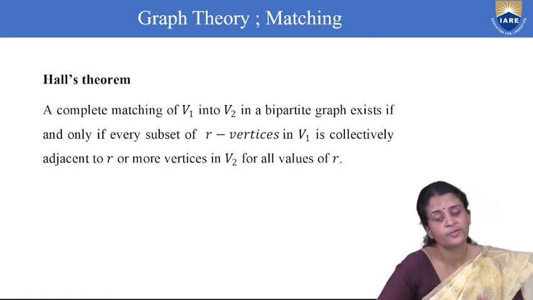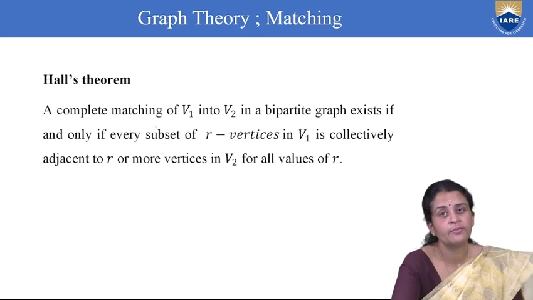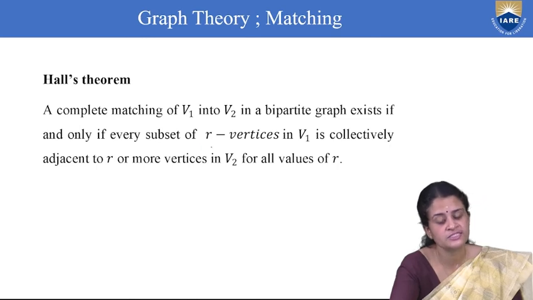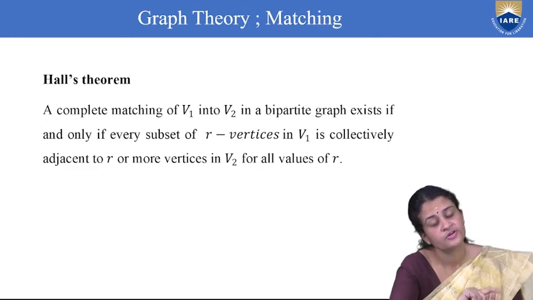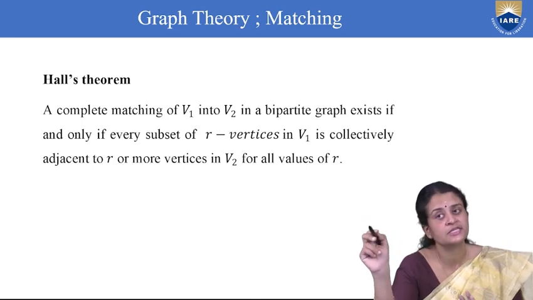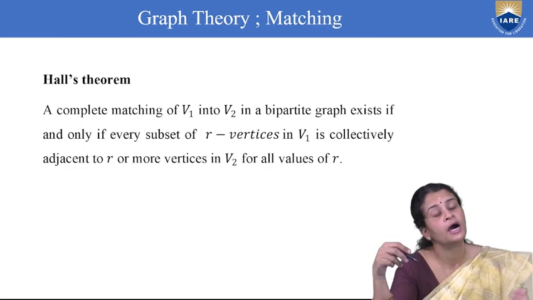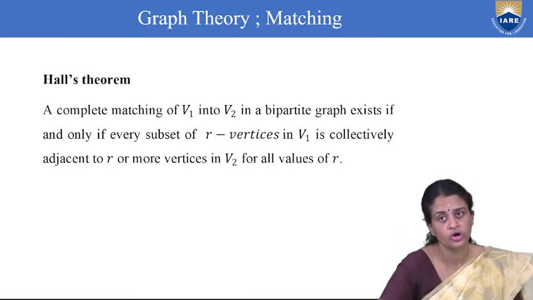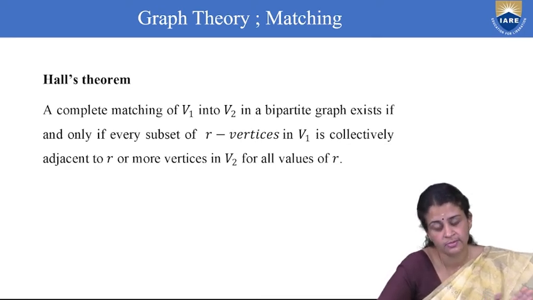Hall's theorem. Then Hall formulated a theorem. What is that? A complete matching from a vertex set V1 to V2 in a bipartite graph exists if and only if every subset of R vertices in V1 is collectively adjacent to R or more vertices in V2 for all values of R. First, we have seen that R vertices should be collectively adjacent to at least R. Here, Hall has given a condition that they should be collectively adjacent to R or more vertices in V2 for all values of R for the existence of a complete matching of two sets of vertices V1 and V2 of a graph G.